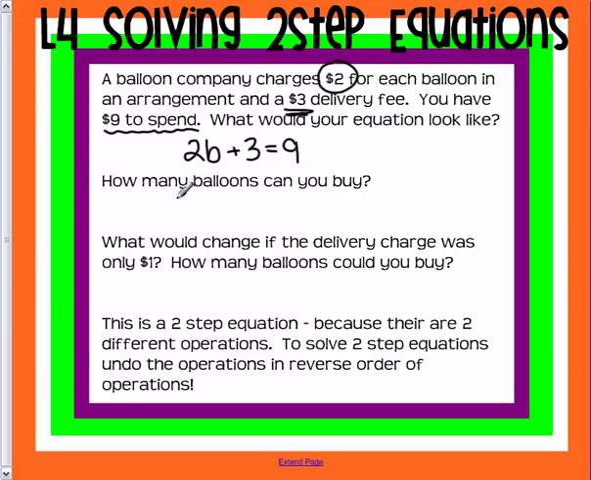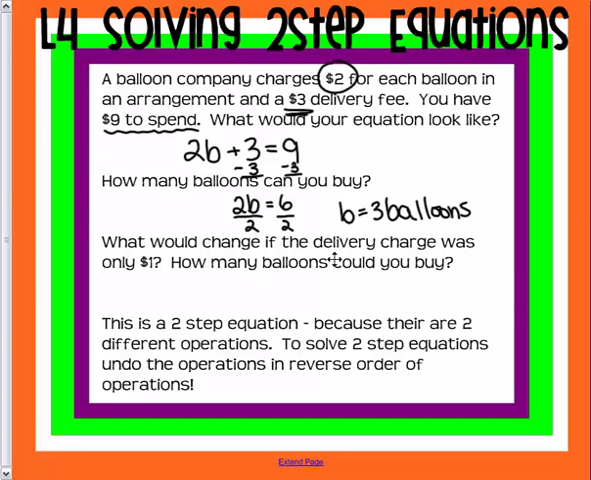Okay, so how many balloons can we buy? If we just think about balloons, we don't want to look at the delivery fee. We can take the delivery fee off of our $9, which means we'd be left with $2 per balloon, and I have $6 to spend. So we can divide by 2, and therefore our number of balloons would equal 3. So we could order 3 balloons.